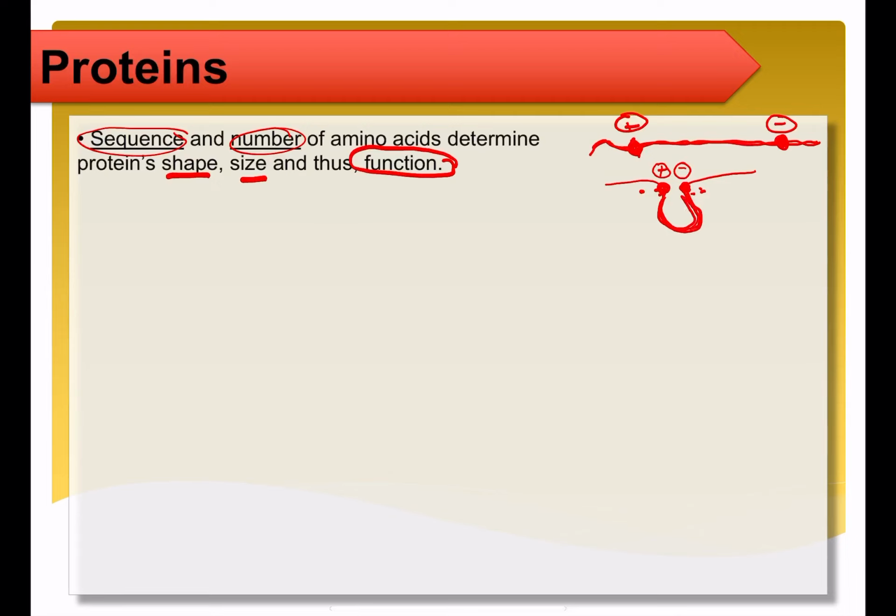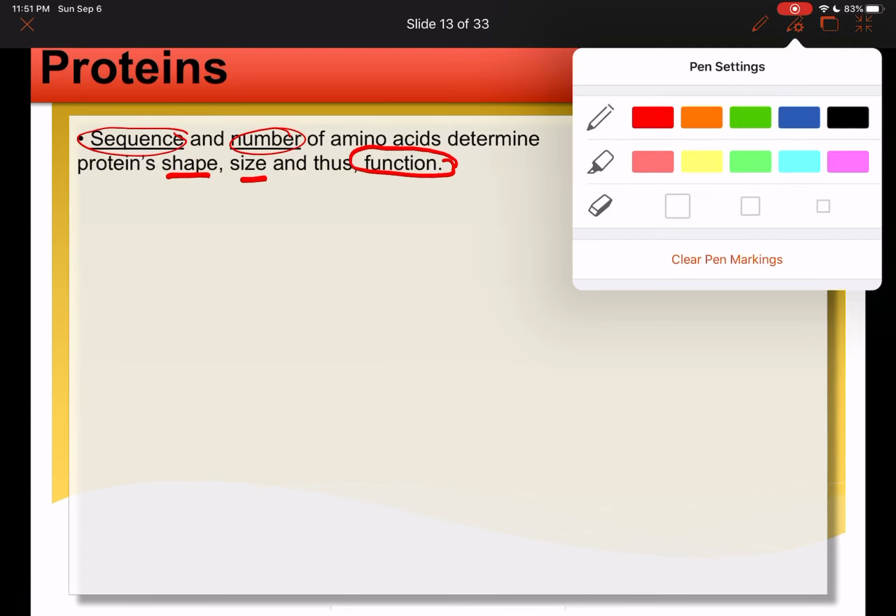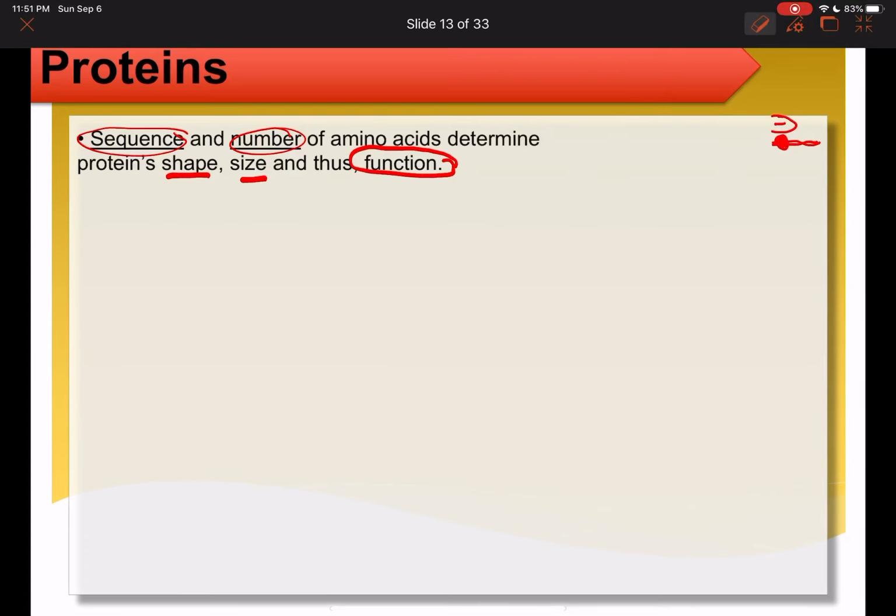So that's just a very simple illustration of what we mean by the sequence of amino acids is what will determine the final 3-dimensional structure of the protein due to the interactions they can form between different amino acids. Okay? All right.